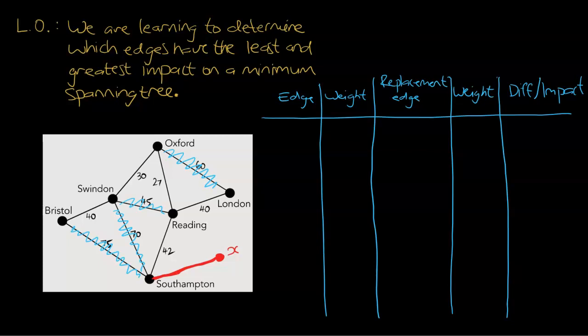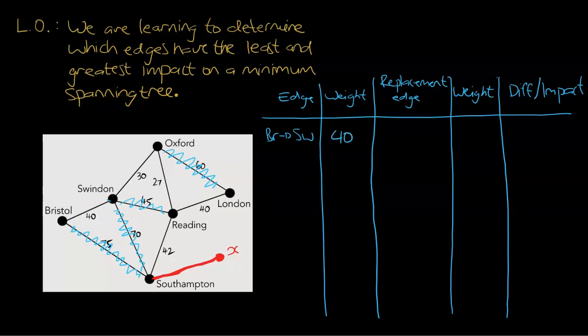So now that we've got the minimum spanning tree sorted, we can start thinking about this idea of impact on our minimum spanning tree. The first one is over here, Brighton to Swindon. So let's write this in our table: BR to SW, and that had a weight of 40 currently.